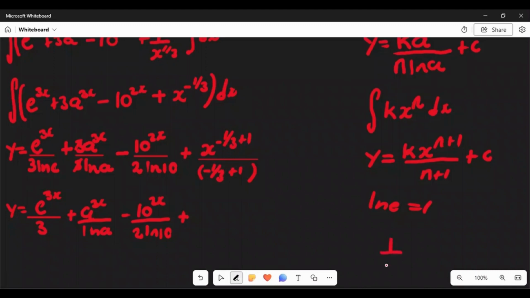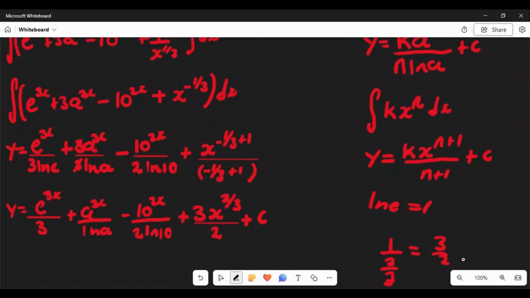This is what you're going to have, guys. 2 over 3. You can rewrite this like that, 3 over 2. So we can say this is 3, and then we have our exponent there. What is negative 1 over 3 plus 1? It's going to give us 2 over 3. So it's going to be 2 over 3, and then divide by 2, plus c.